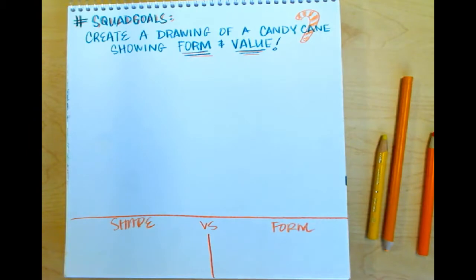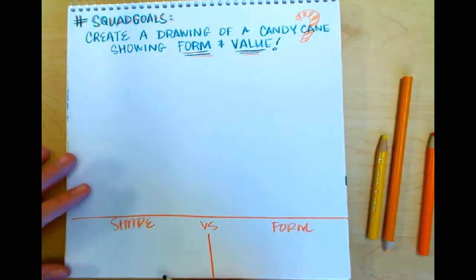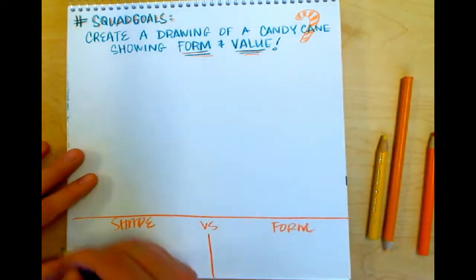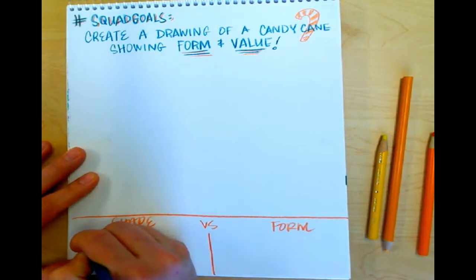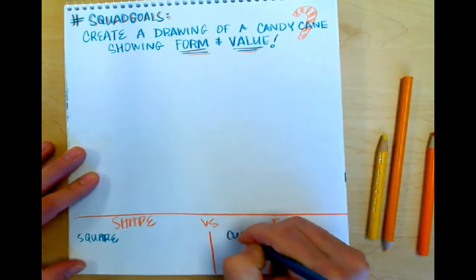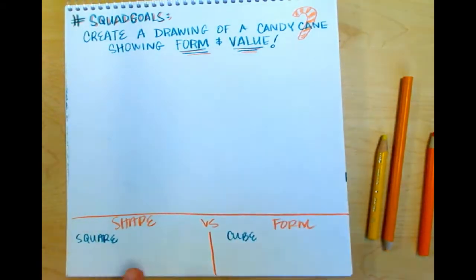Katie? An example of a shape is like a square. Okay, and then a square that is a form is what? A cube. Good, just like we did in our first project. Looked like this. So a square and a cube. Good.